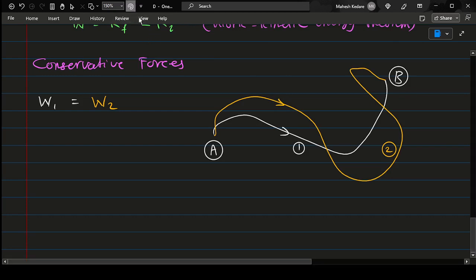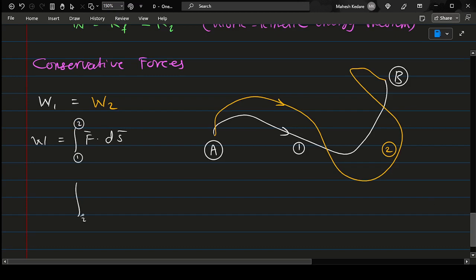Also, the work done in moving from B to A along, say, path 2. Now we consider the work done along a given path in either of the directions. From the definition of work, which is the integration of a bar dot ds bar along a certain path from point 1 to point 2.